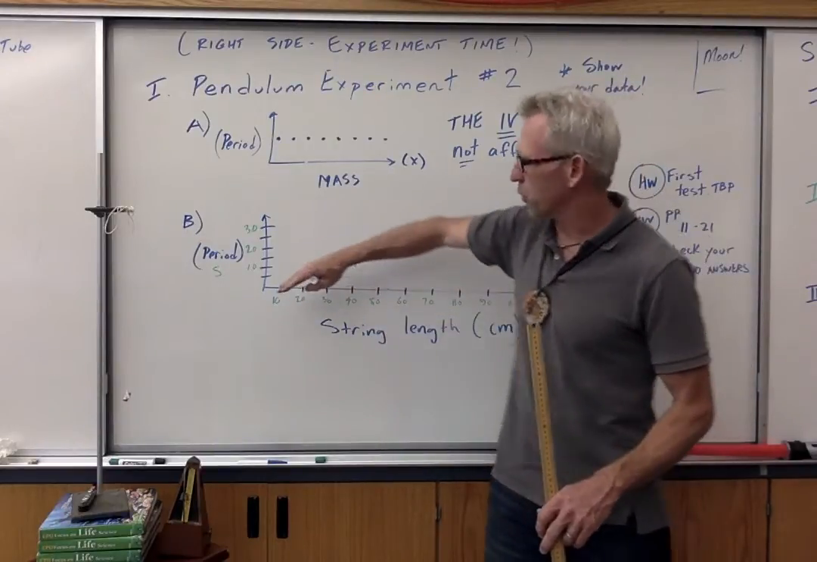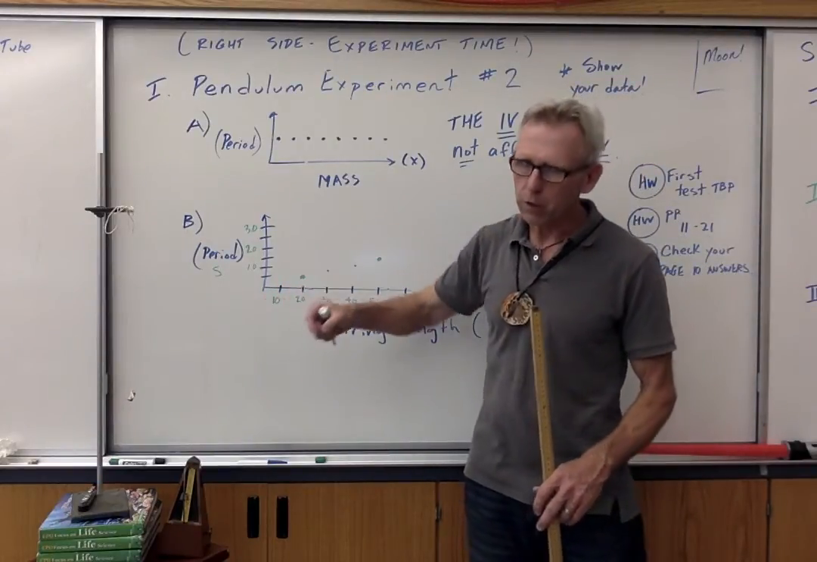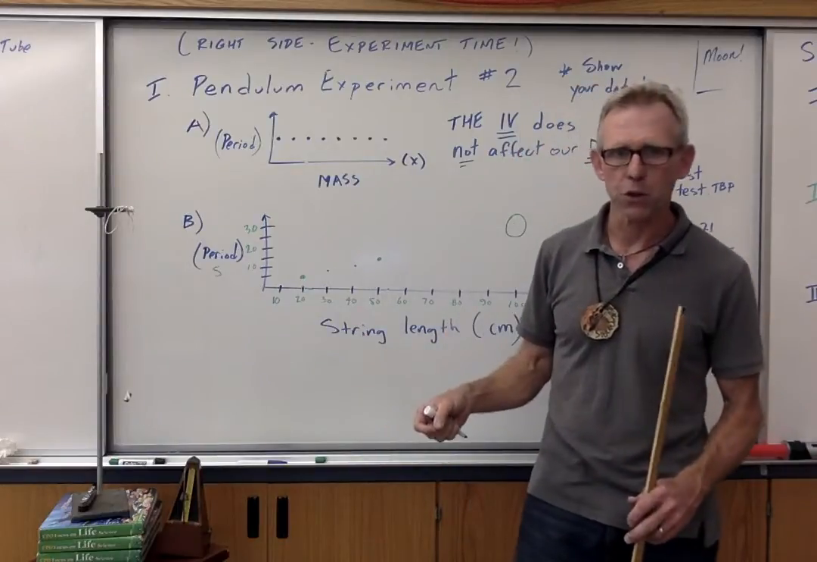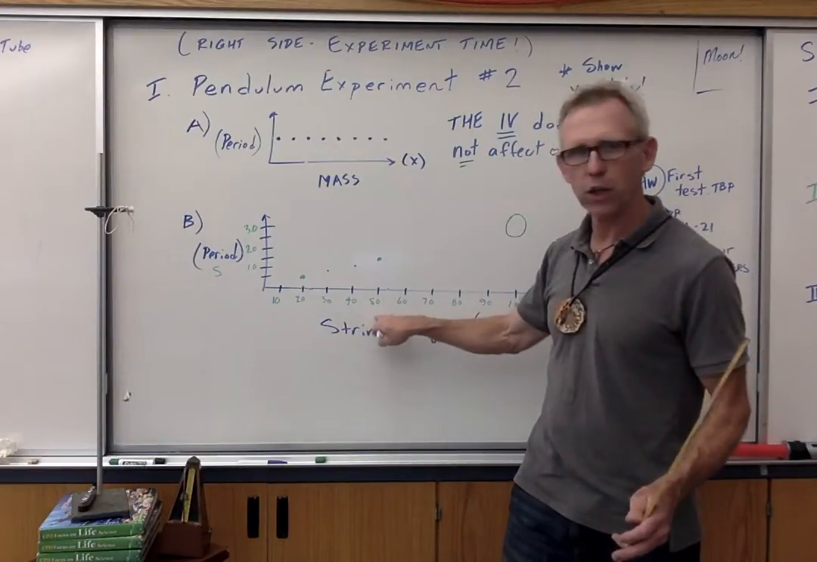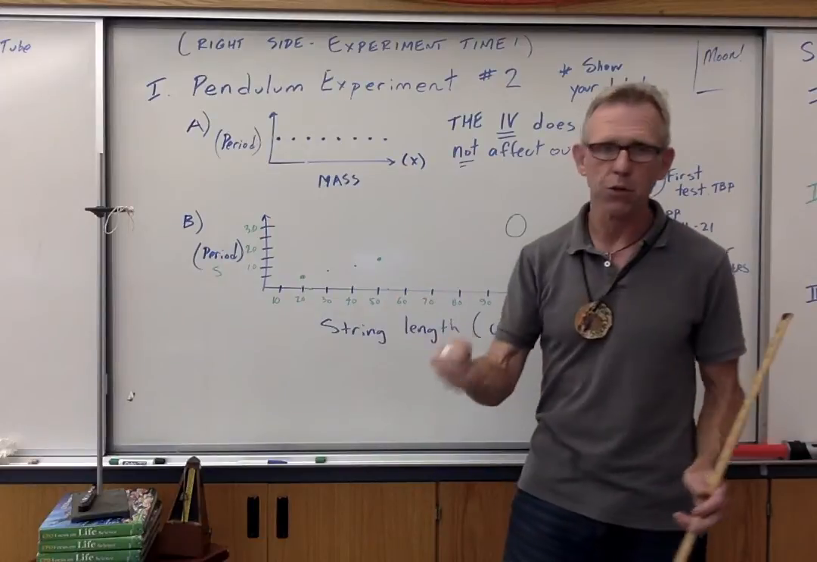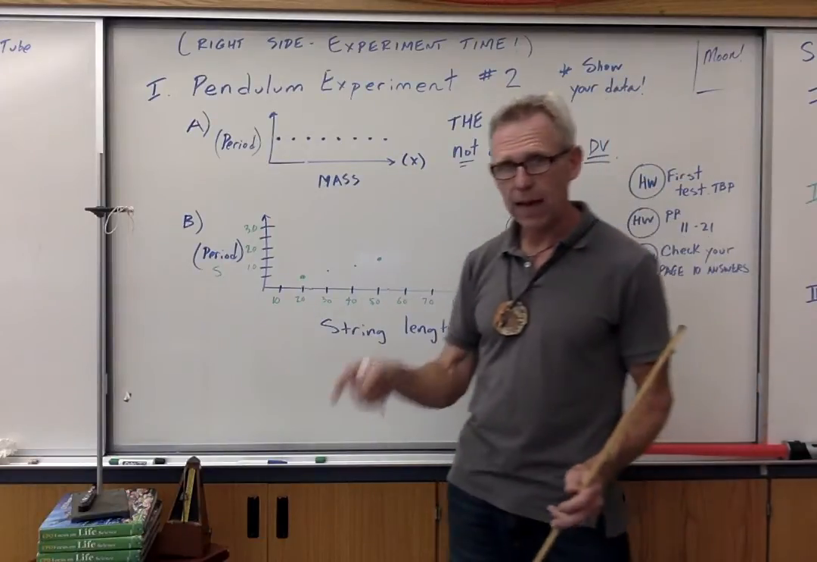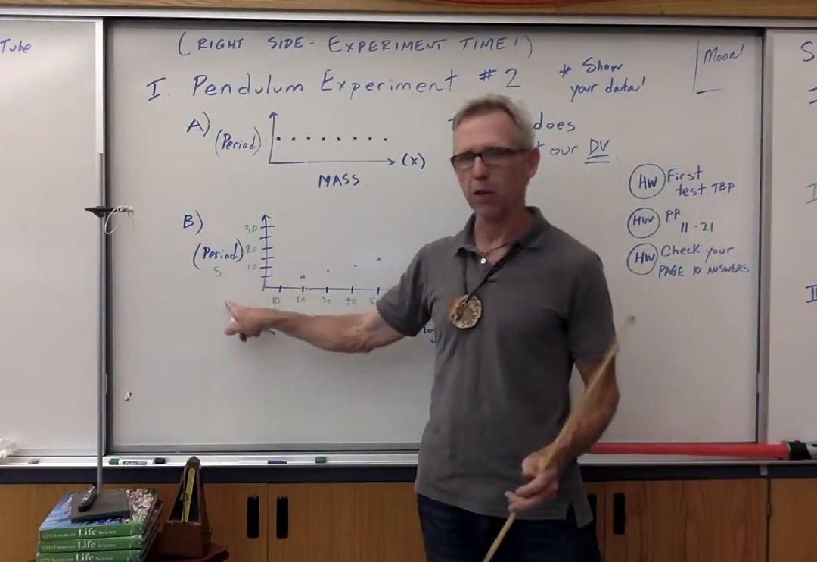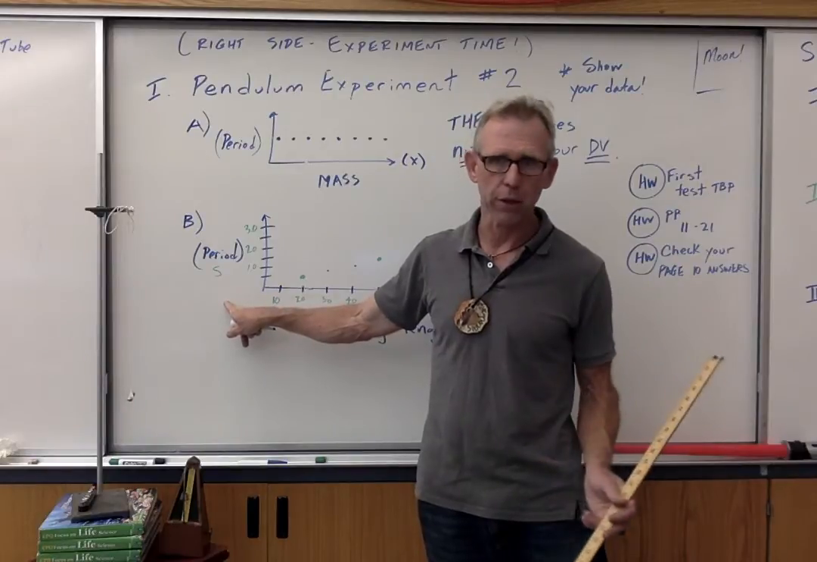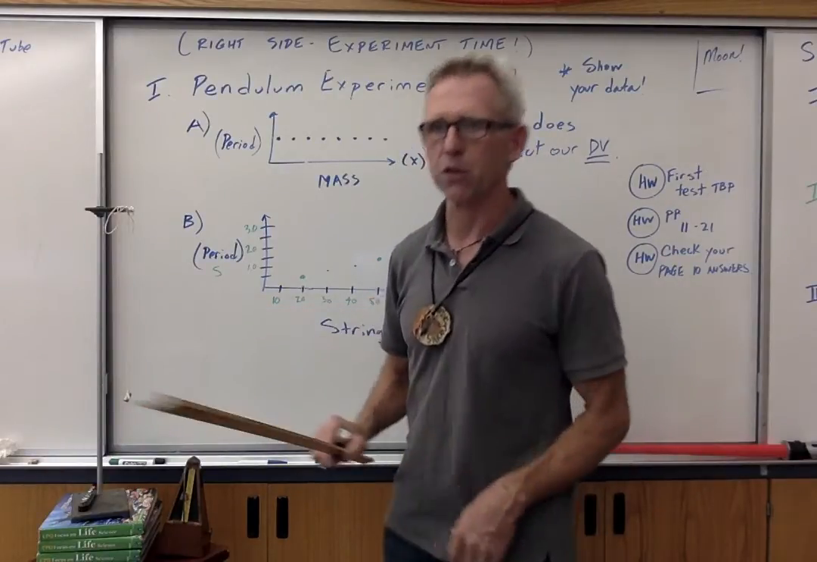This, by the way, when it's sloping up like this, is called a strong positive correlation. It means that as we change our independent variable, in this case string length, it is having an effect on our dependent variable, in this case the period. Think about a practical application of something like this.